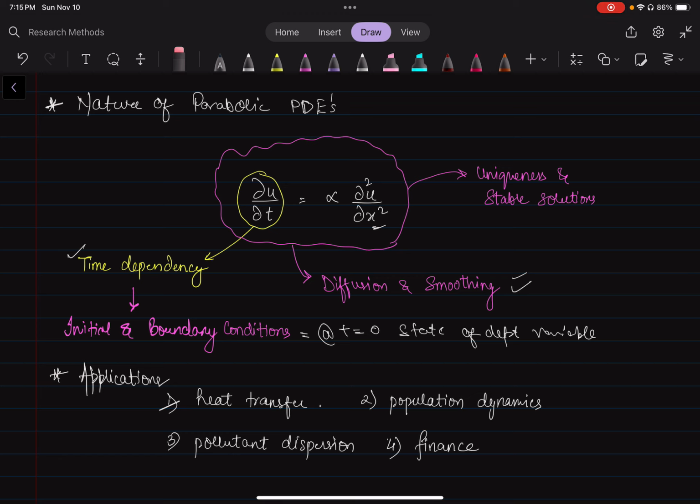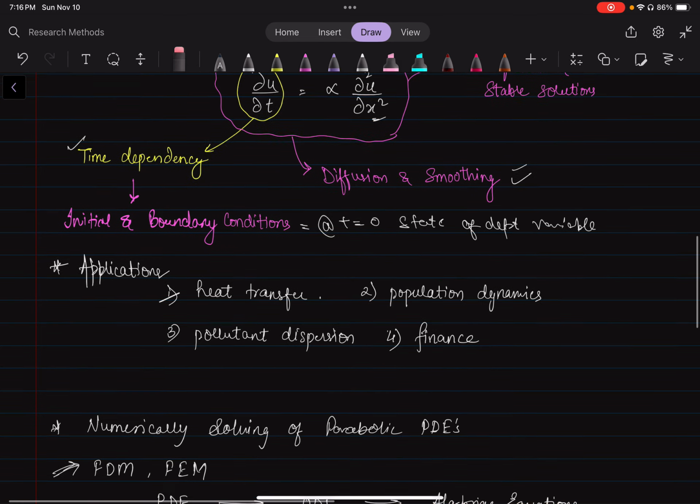Similarly, pollutant dispersion. If some factory or some particular outlet is letting some pollutant out into the space, it diffuses over time. If small amounts of pollutants are being let out into the space, you don't see much of a difference in the whole thing, because they diffuse over time and are propagated over space as well. Similarly, in finance, how a small change in some stocks affects the market can be modeled using these parabolic PDEs.